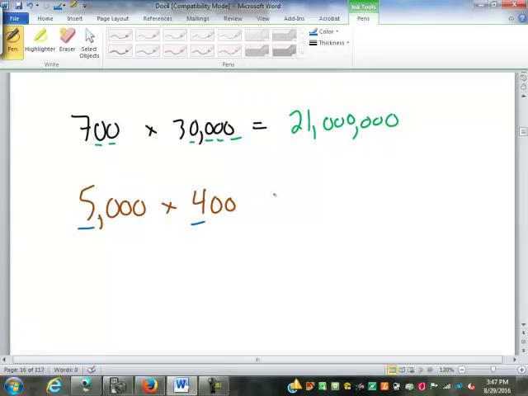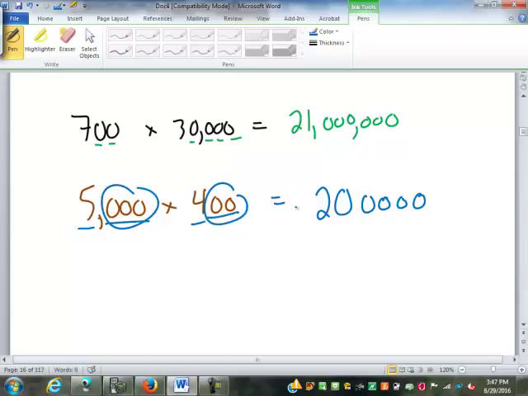5 times 4 is 20, right? I have 1, 2, 3, 4, 5 zeros. So is that right? I have 5 zeros? No. I have to have 5 more zeros. This 0 is part of the 5 times 4 to get 20. So I have to have the 5 more zeros on the end. 2 million.